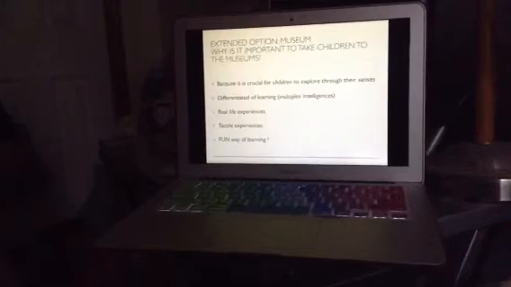Oh, and then this is some of the stuff that we said. It is important to bring children to the museum because it is critical for children to explore through their senses, differentiating of learning, real life experience, and tactile experience, and it's a fun way of learning.